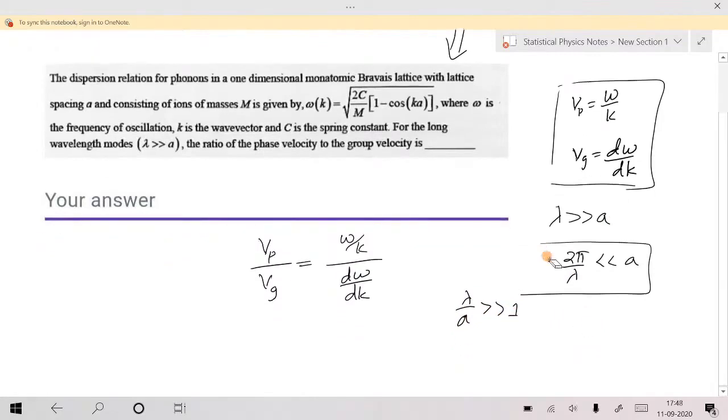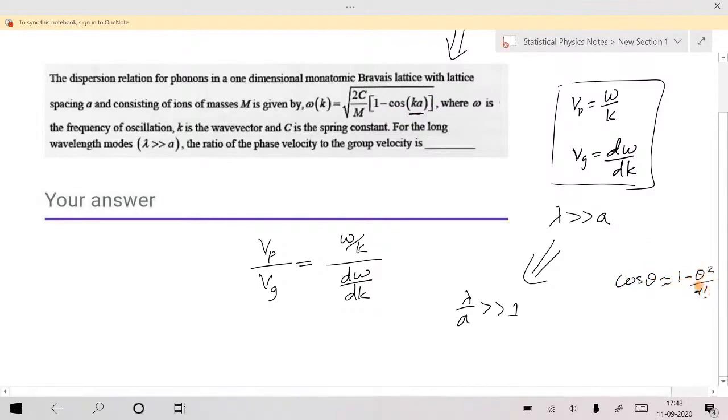What I can write here is, look at here. If lambda is very much greater than a, you should convert the approximation to ka. That's a good idea, because you can approximate cos ka as 1 minus theta square by 2 factorial. Cos theta, when theta is very small, you can approximate like that. You can do some approximation. This is very much greater than 1.